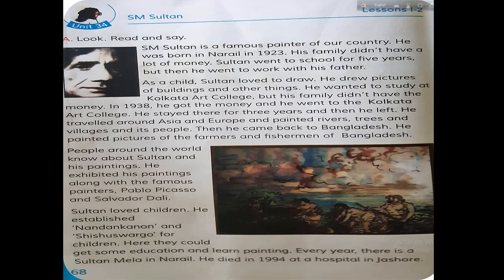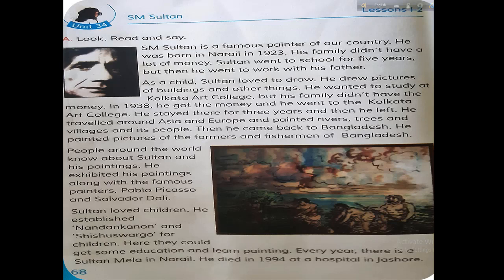He exhibited his paintings along with the famous painters Pablo Picasso and Salvador Dali. Sultan loved children. He established Nandan Kanon and Shishusarga for children. Here they could get some education and learn painting. Every year there is a Sultan Mela in Narail. He died in 1994 at a hospital in Jashore.